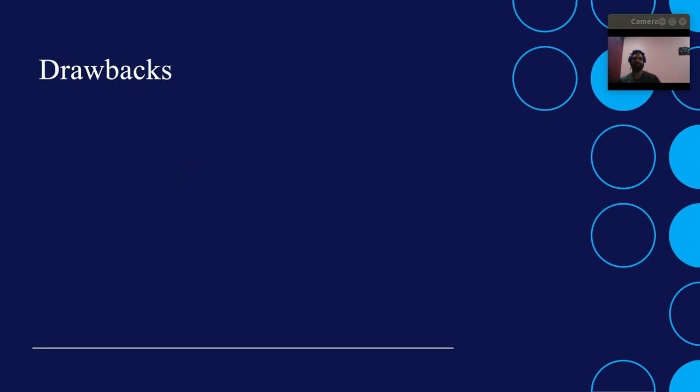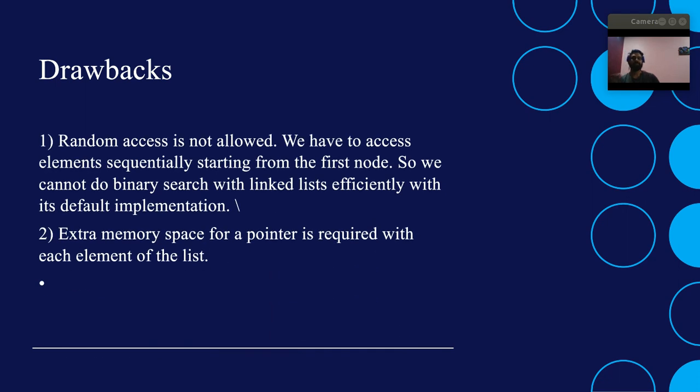So now let's understand the drawbacks. We have the advantages of the linked list, and in the same way, we have some drawbacks also. Here, random access is not allowed. We have to access elements sequentially starting from the first node. So we cannot do binary search with a linked list efficiently with its default implementation. We have to access elements sequentially, so random access is not allowed. As in the array, we can access the element randomly by giving the value of the index. In that way we can access the element in an array, but this is not possible in a linked list. So this is the one drawback.